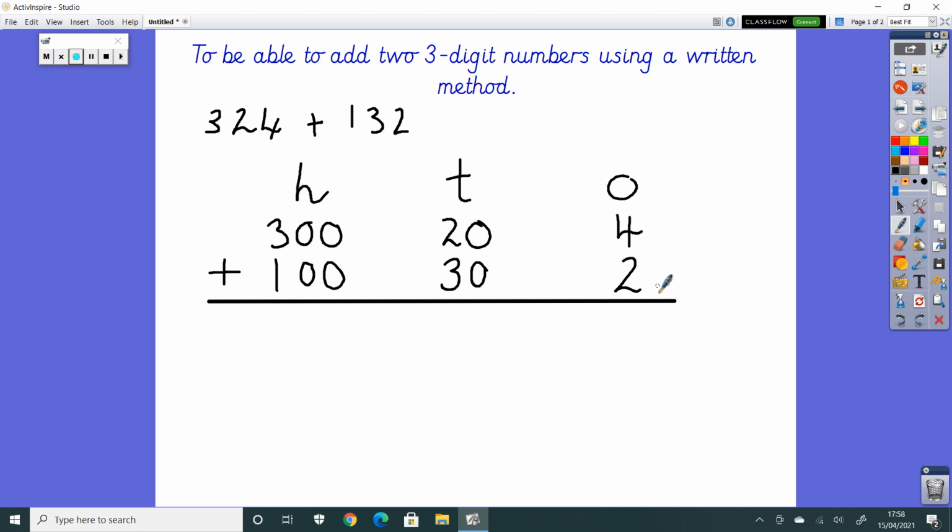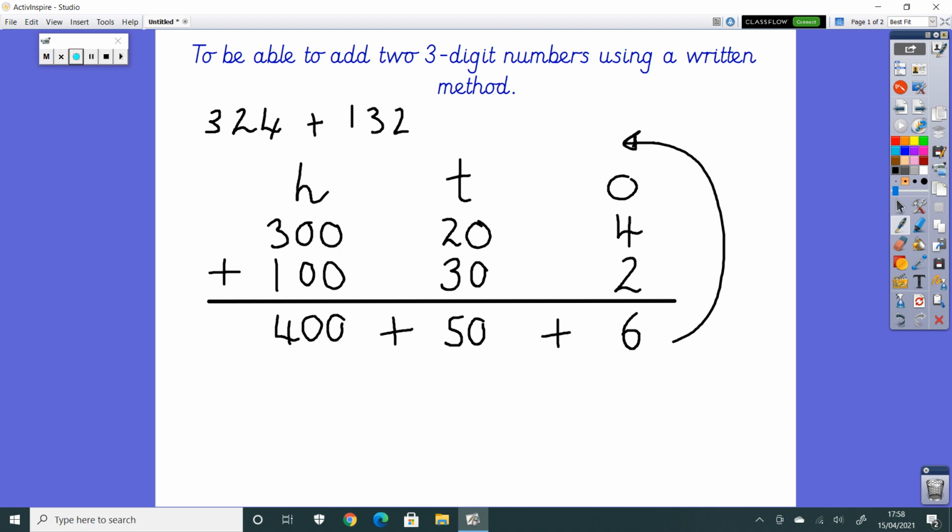4 add 2 gives an answer of 6, and then moving on to the tens, we've got 20 add 30, which gives an answer of 50, and then 300 add 100, which gives an answer of 400. And then when we put the hundreds and tens and ones values back together, we get a final answer for the calculation, which is 456.